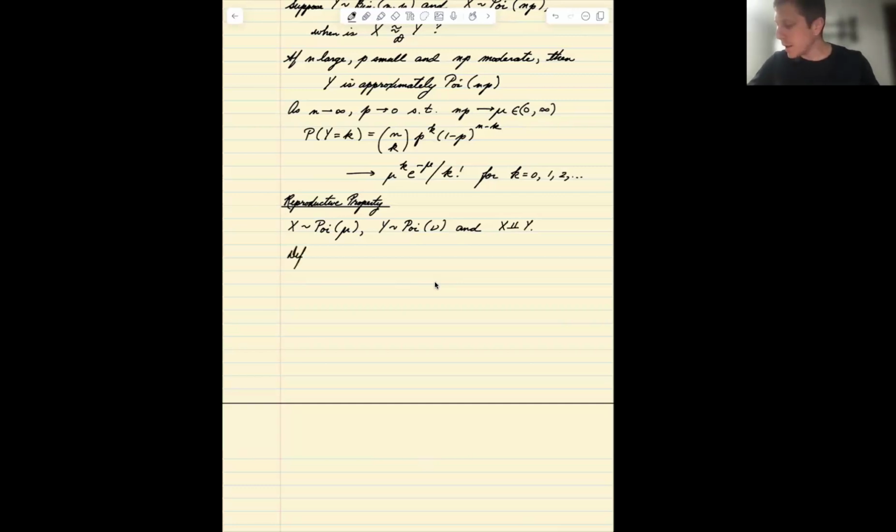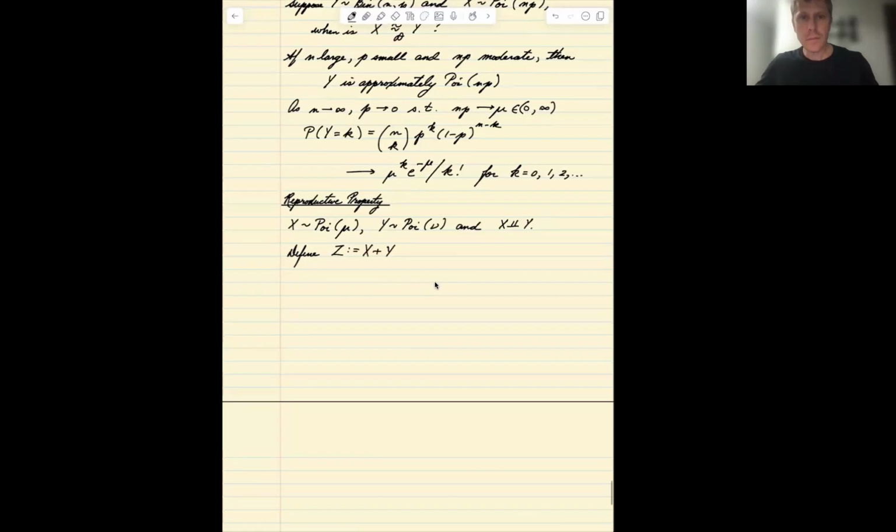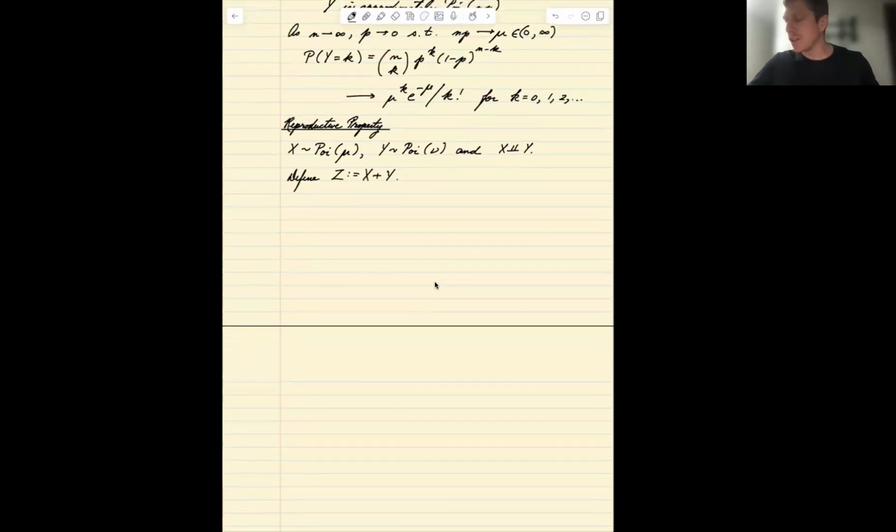Let's define Z to be the sum of X and Y. The question is, what's the distribution of Z? So let's calculate then the probability Z equals K. How do we calculate the probability that Z is equal to K?